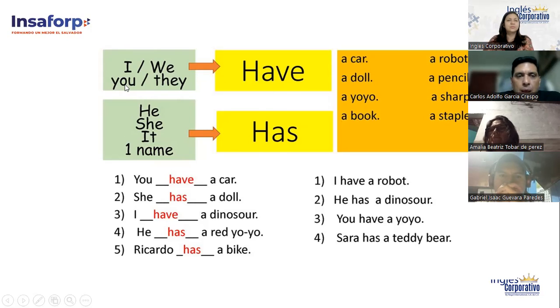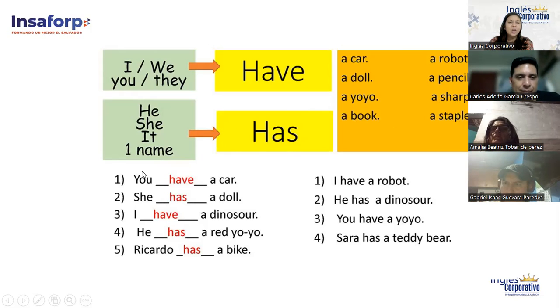I have a car. I have a dog. You have a doll. We have a JoJo. They have a book. He has a robot. She has a pencil. It has a sharpener. It has a stapler.